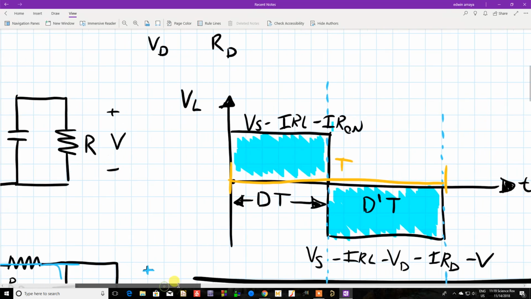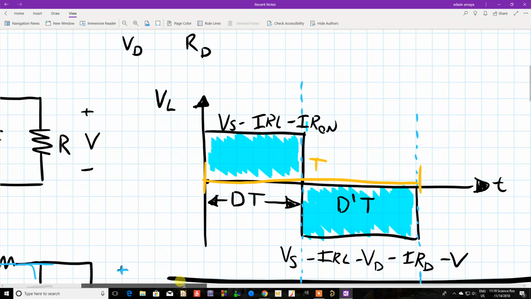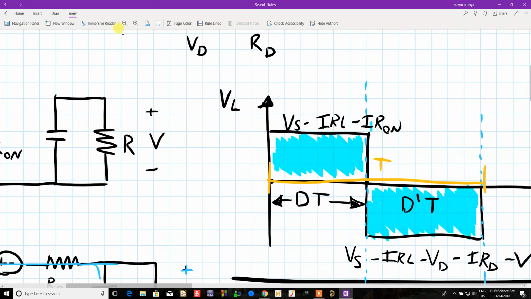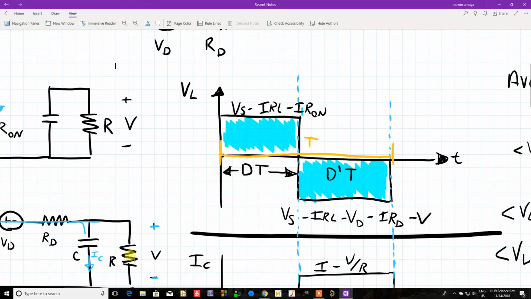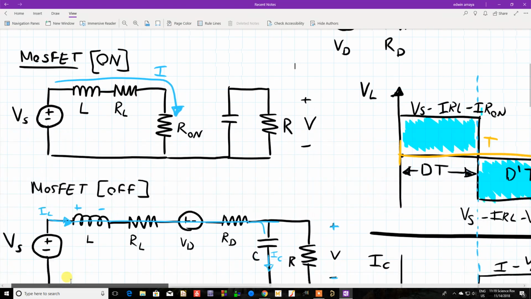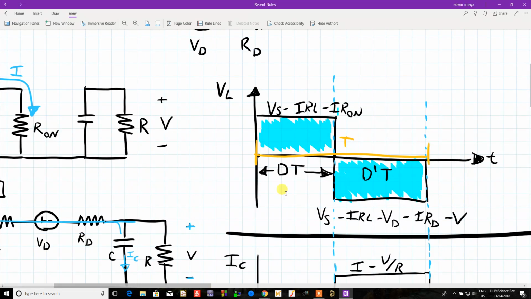So the voltage across the inductor, maybe I should make this smaller so it all fits. The voltage across the inductor during the MOSFET on period, which is when the duty cycle is on, your on time, right? Your DT, your duty cycle times your switching period. So I'm going to explain some of these labels. Here's your duty cycle times your switching period. This is your T, your period. And here's D prime T, which is the remaining time of the period.